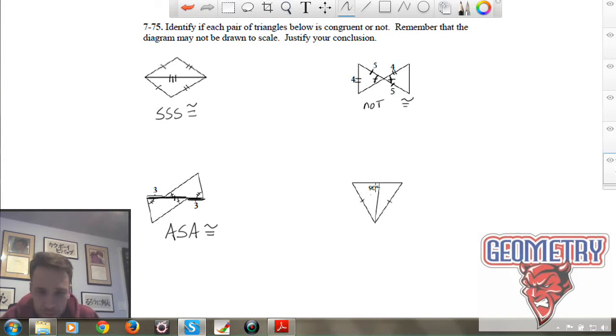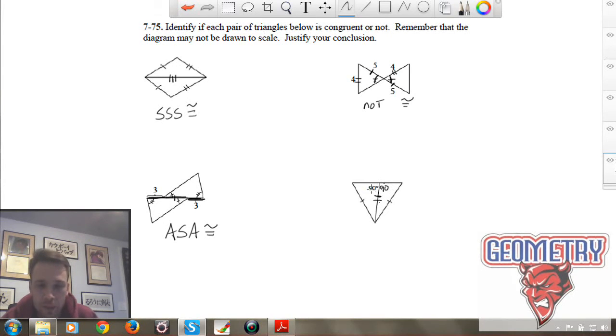And let's check out this one. Let's see. This angle is 90. The supplement next to it also has to be 90, right? It doesn't look like it, but it has to be that way because if these two angles form a linear pair and one of them is 90 degrees, the other one has to be 90 degrees. This side is also shared.